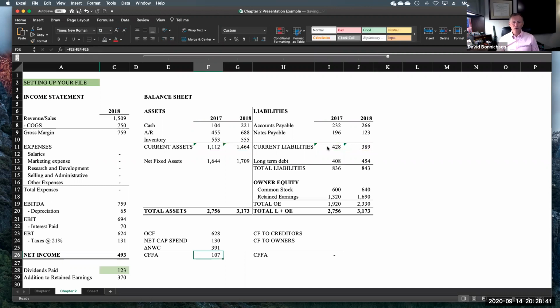When we do that, our cash flow from assets using the operations method is OCF minus net cap spend minus change in net working capital. This means that our assets last year, over 2018, delivered $107 million worth of value to our business. It was positive, and that's what we like to see. We want our assets to be delivering value to the firm.